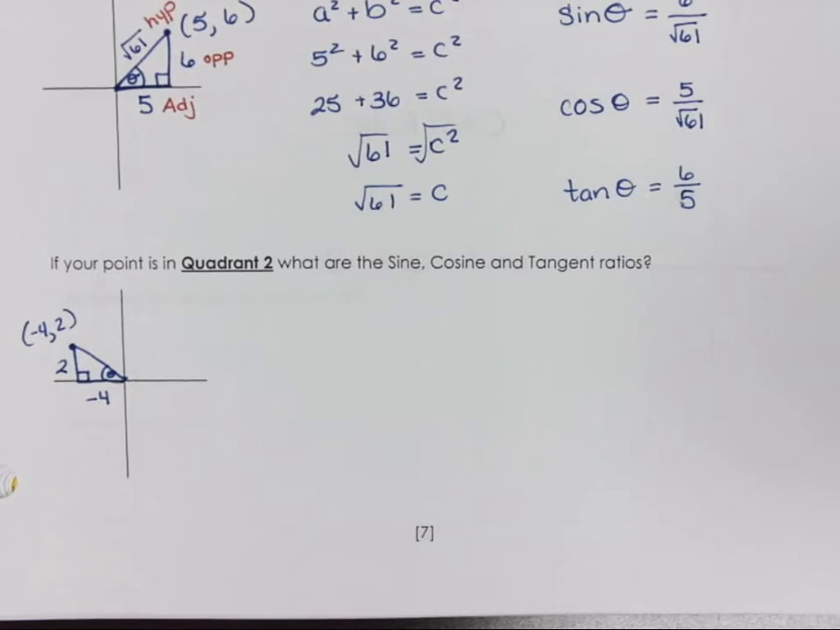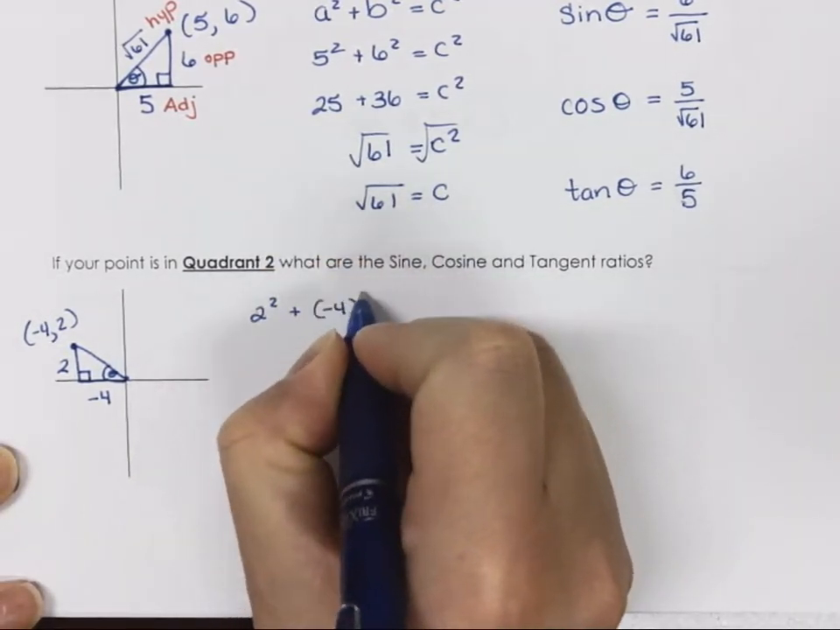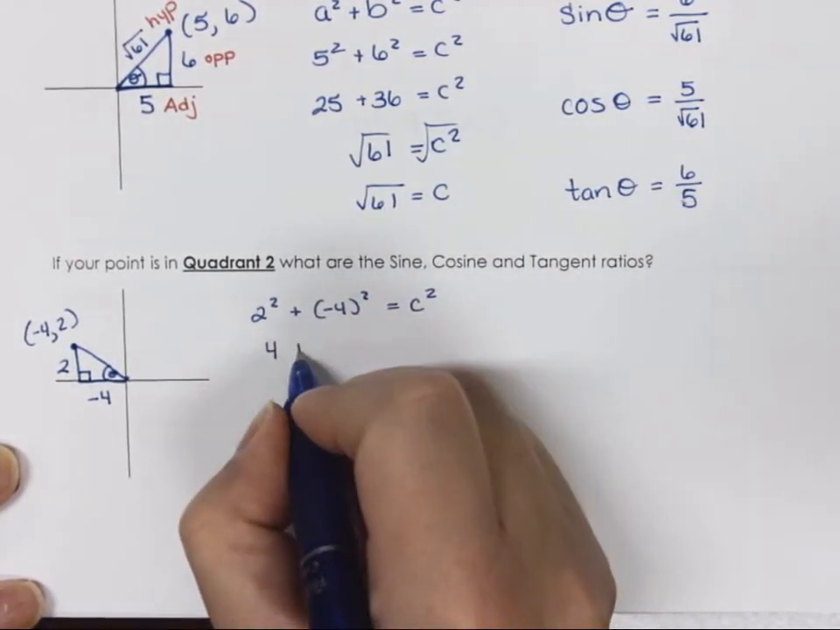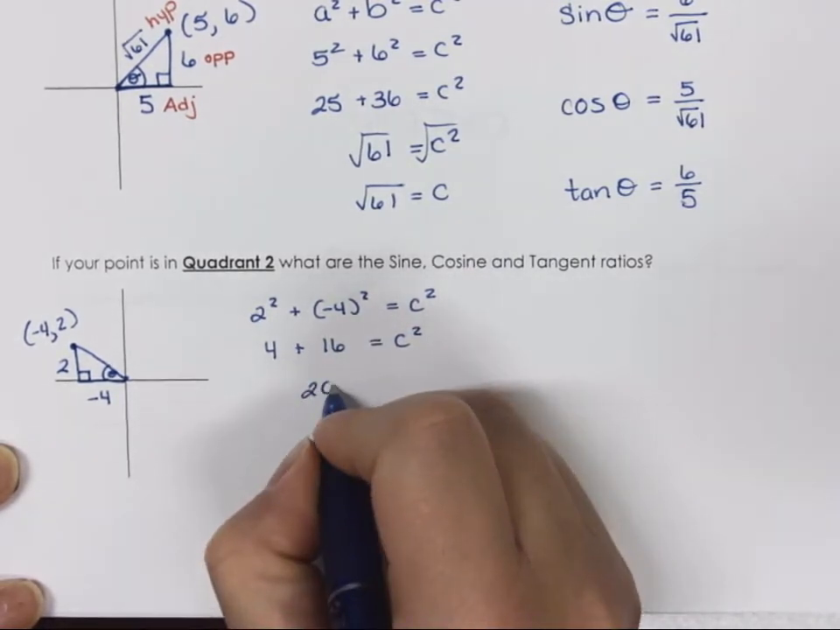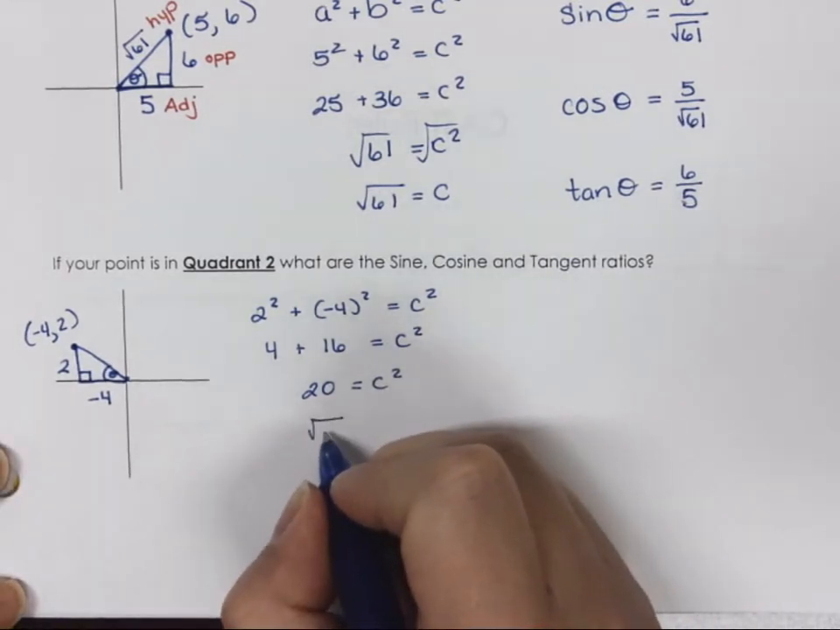What's my hypotenuse? So 2 squared plus negative 4 squared. Please notice that I put the negative 4 in brackets because I want the negative 4 to be times by negative 4. Shouldn't the negative be removed? No, don't remove the negative. Well, with squaring it, it gets rid of the negative. Okay, that's a good point.